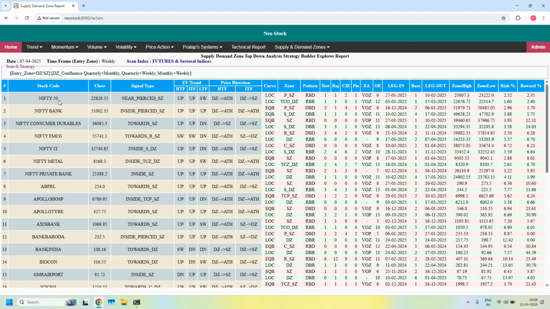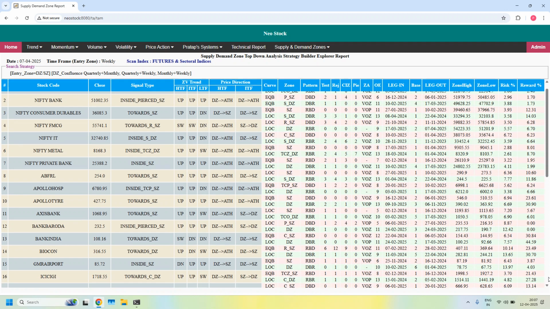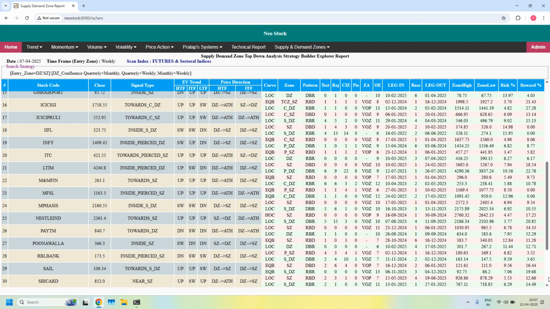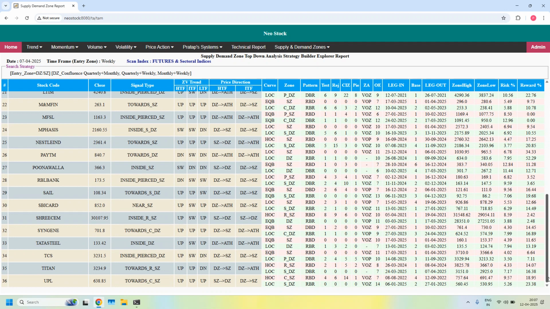Both Nifty and BANKNIFTY are also having zone confluence. Weekly, daily, monthly zone confluence is there. Excellent. That means order flow could be very much stronger in those zones. Scrolling the list down. So total 36 stocks are filtered.